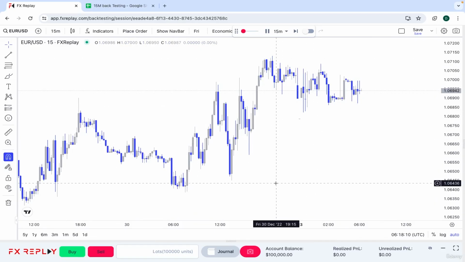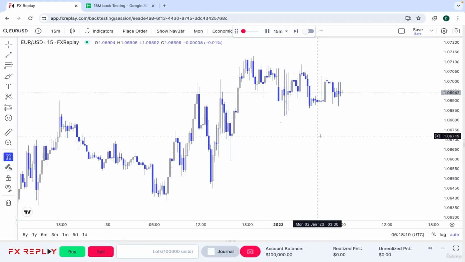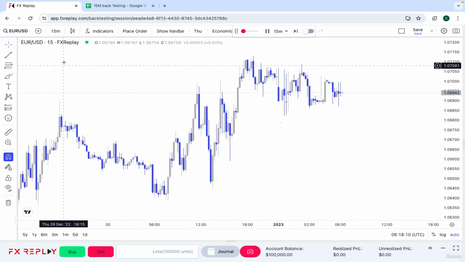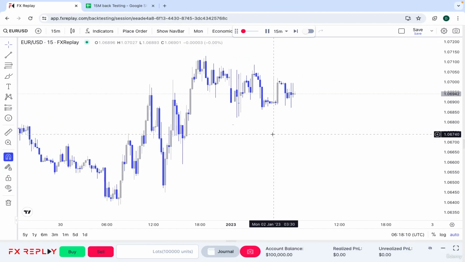I've rounded it back to January 2023, Monday the 2nd, Euro US dollar on the 15-minute time frame. Just to keep it simple, I'll stick to a take profit of 2% and a fixed stop loss above or below the trigger candle, and I won't use any break-even protocol. And we'll just go through the month of January and see how we get on.